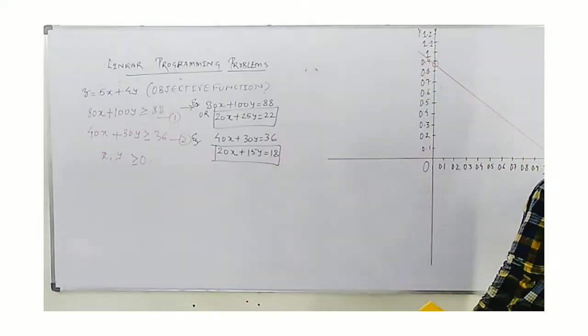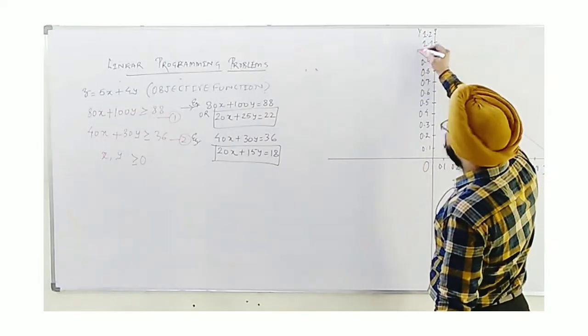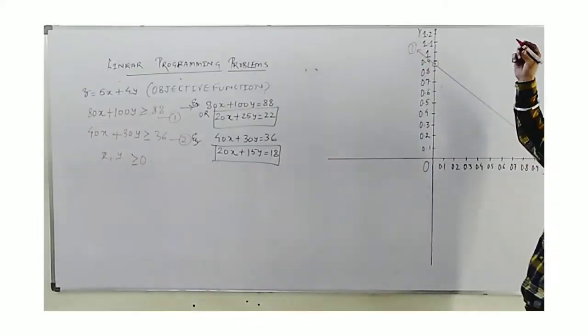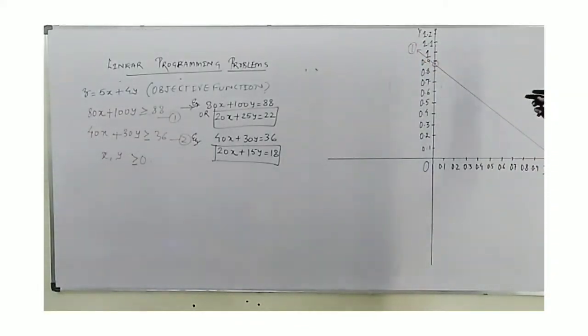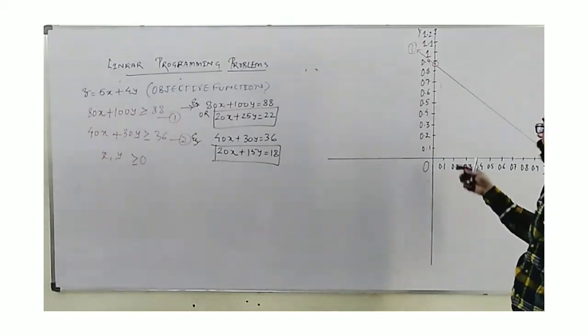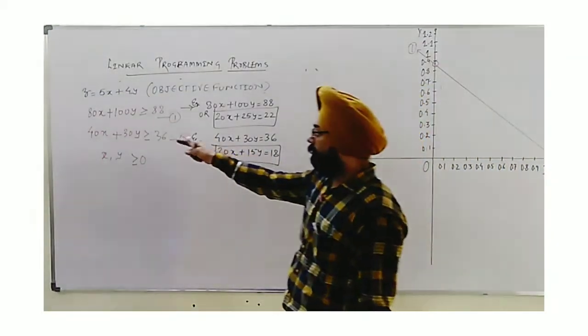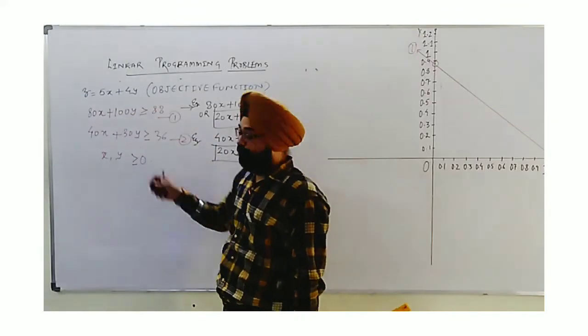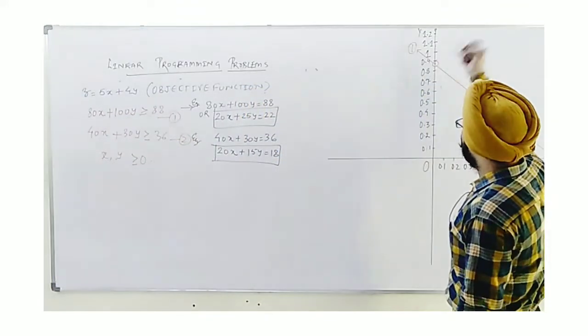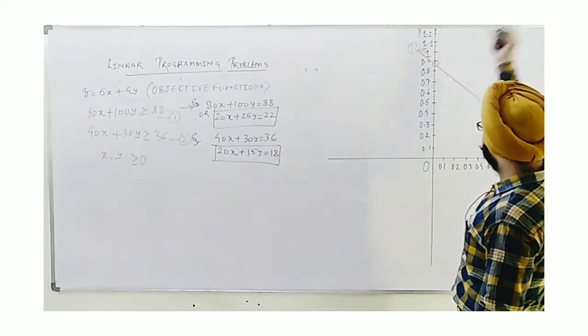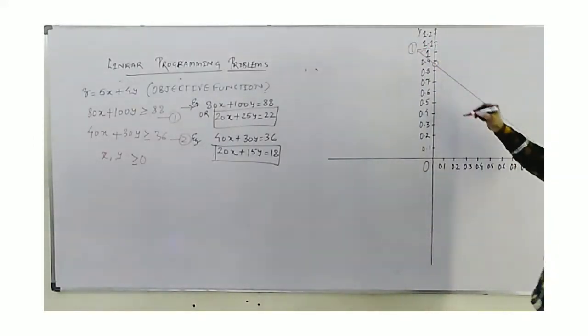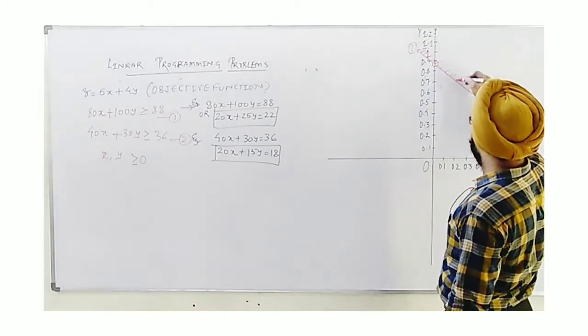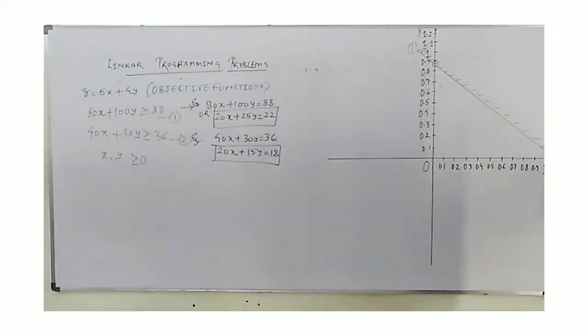Here we have obtained this line and we write this corresponds to the first one. Now it is divided into two regions, so we will put 0, 0 for calculation. If I replace x and y by 0, 0 is greater than 88, it is a wrong statement, which means we have to shade opposite to the origin. That side we need to shade. We can put shading also.